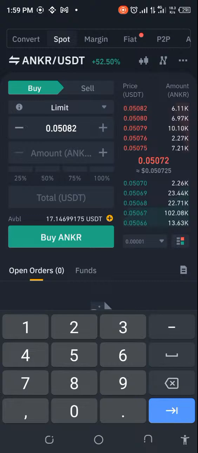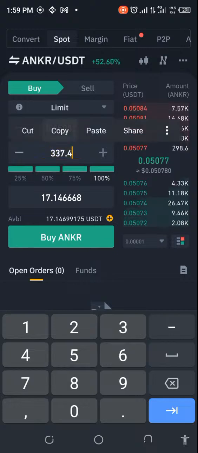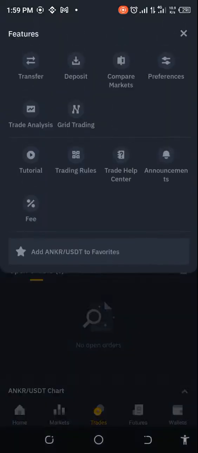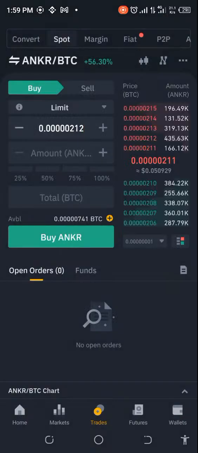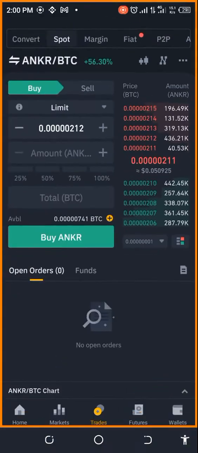If I do a little simulation just to see what I will get, let's copy that. This is on 0.5082. Let me go sell that to the BTC market. I'm going to put that, let's see what it is here. You can actually see this here.